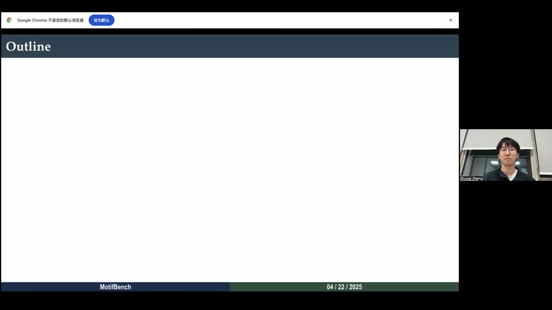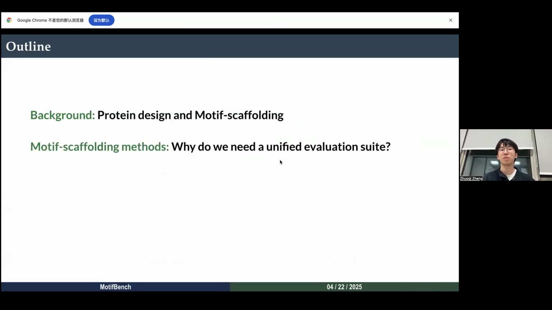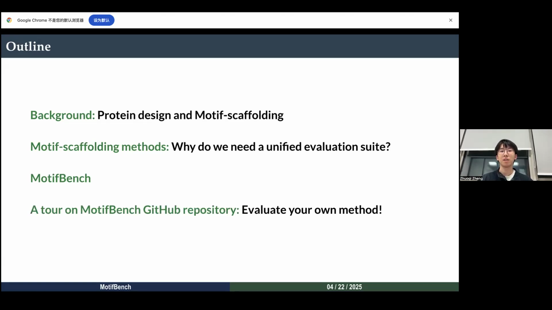Before we enter the story of Motif-bench, first I'm going to let you take a look at the outline today. First, we're going to give a brief introduction to both protein design and the motif scaffolding problem. Then we're going to look at the recent developments of motif scaffolding methods. And here the key question is: why do we need such a unified evaluation suite? Then we're going to go through Motif-bench, and finally a GitHub tour on how to evaluate your own methods. So let's get started now.